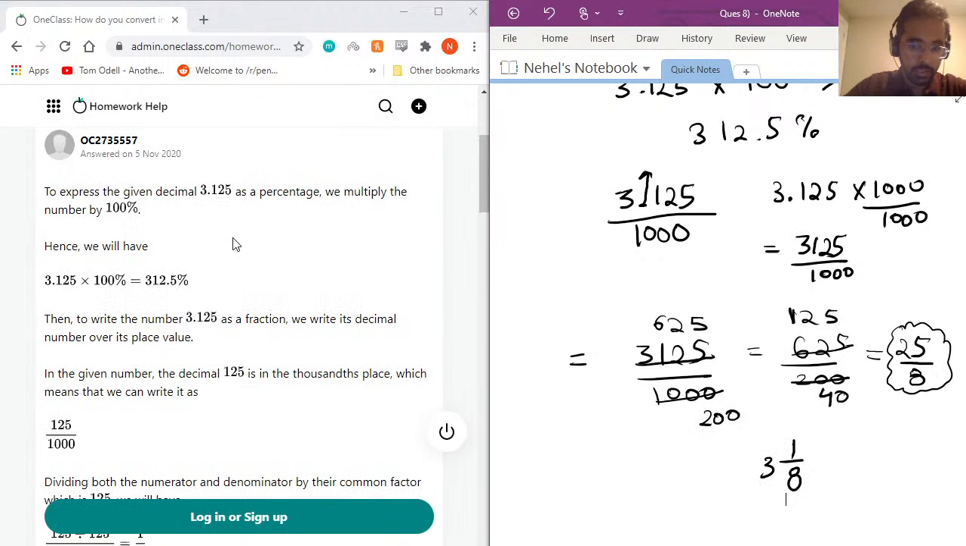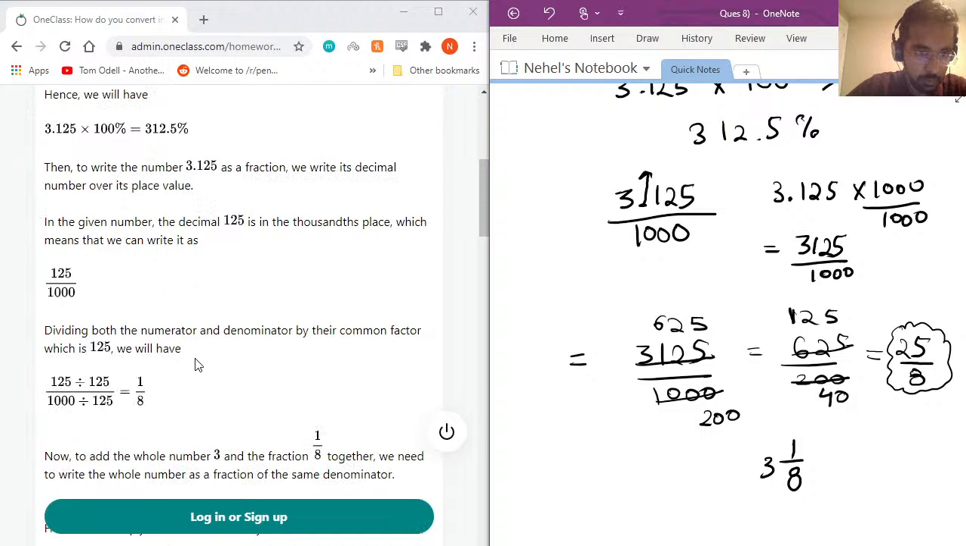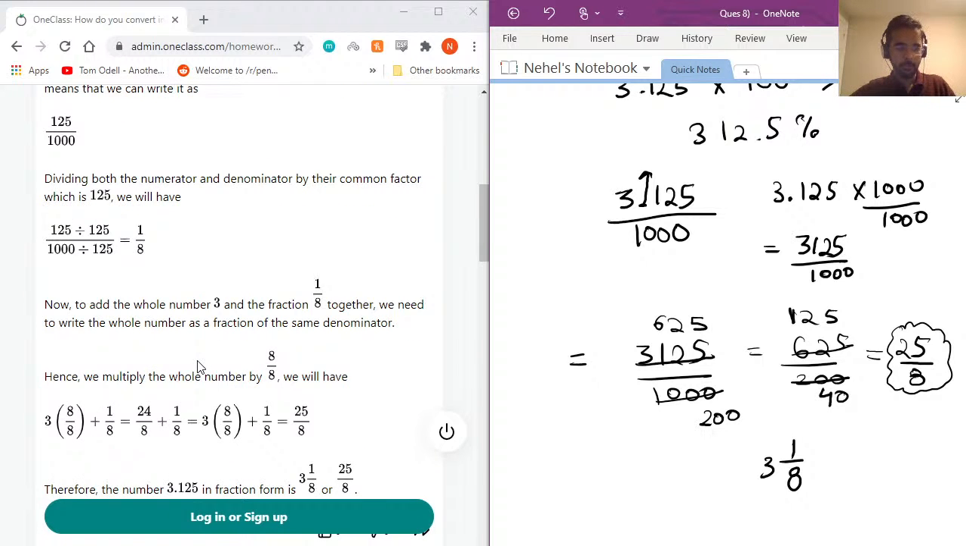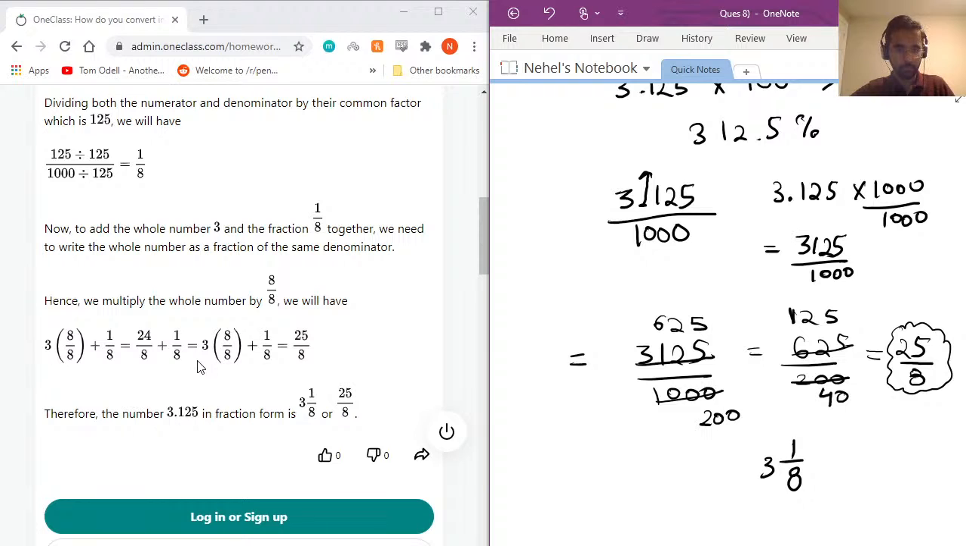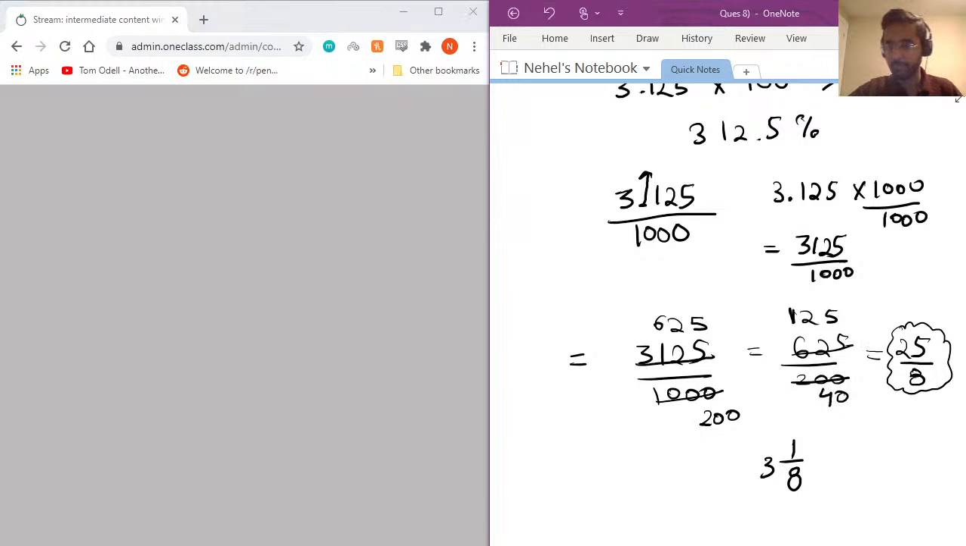So let's quickly look at this solution. To express the given as a percentage, we multiply the number by 100%. We're given this decimal, and the thousandth place means that we can divide. It's perfect. Okay, next up.